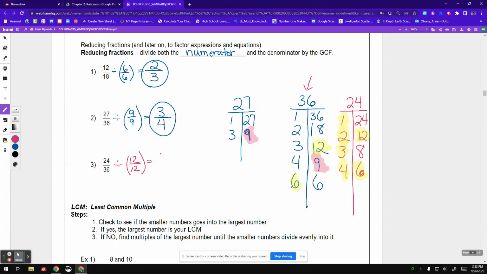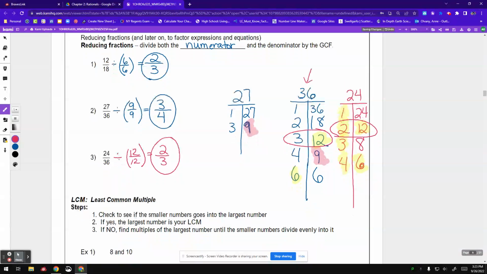24 divided by 12 is 2. You can use your chart to help you here, right? And 36 divided by 12 is 3. So once you've made the charts, they're really handy and helpful.